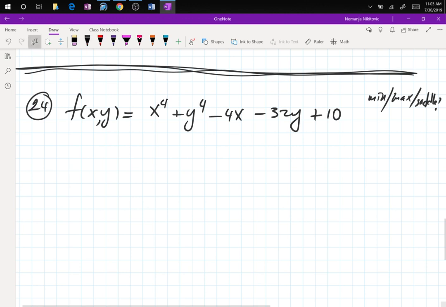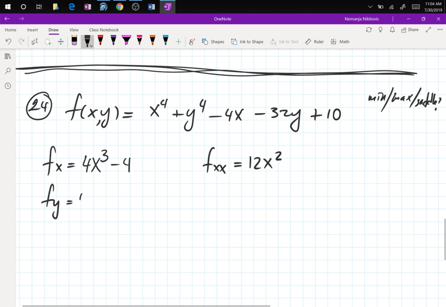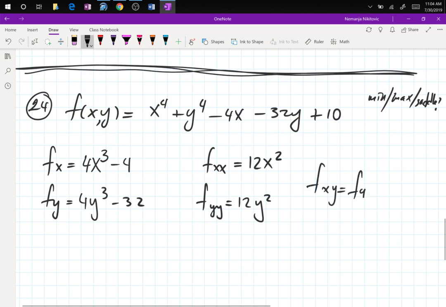So let's just get fx really quick, which is 4x cubed minus 4, and then get fxx immediately next to it, which is 12x squared. Then we get fy, which is 4y cubed minus 32, and get fyy immediately, which is 12y squared. And now we also need fxy, which is the same as fyx.